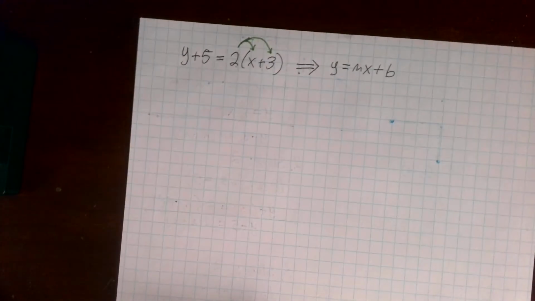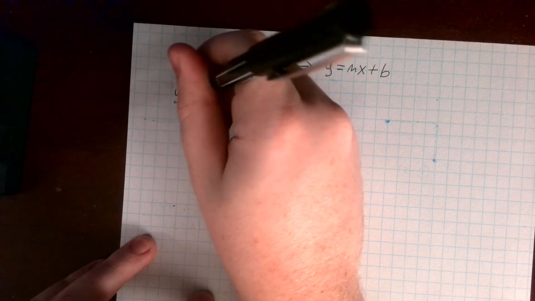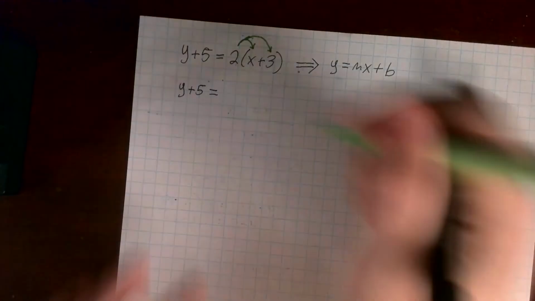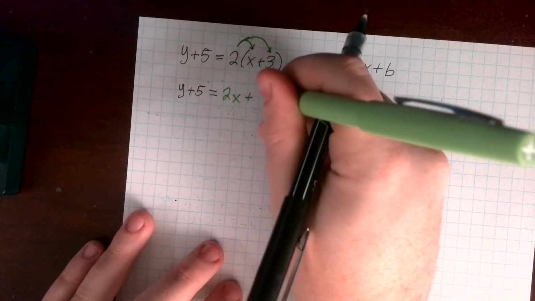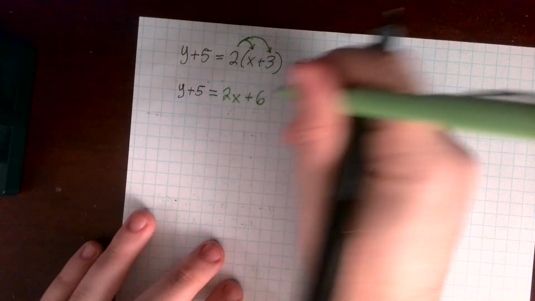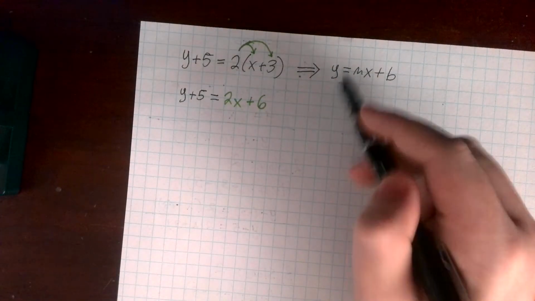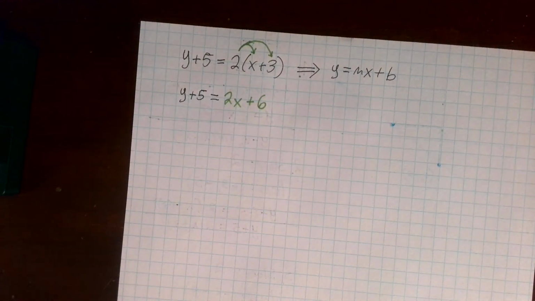Distributing, remember, just means that we're multiplying into the parentheses. So the y plus 5 hasn't changed. The y plus 5 is staying here, but 2 times x is 2x, and 2 times 3 is 6. So this is what we've got. Y plus 5 equals 2x plus 6. From here, there's only one major difference. In the form we want, y is by itself. In this one, there's a plus 5. So how do we get rid of a plus 5?